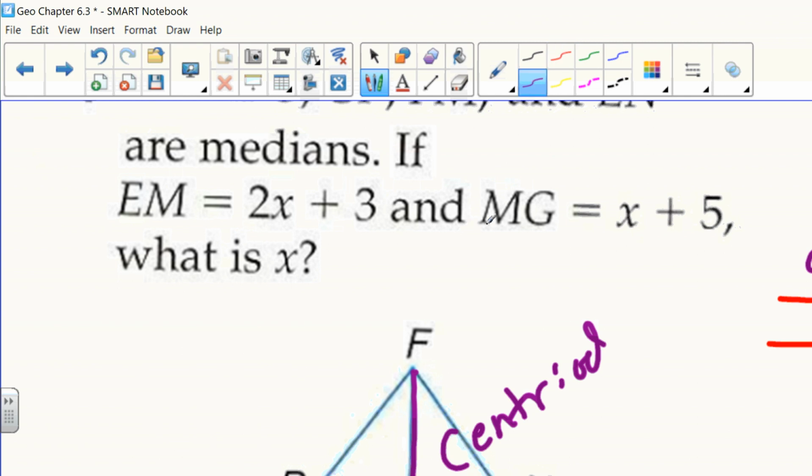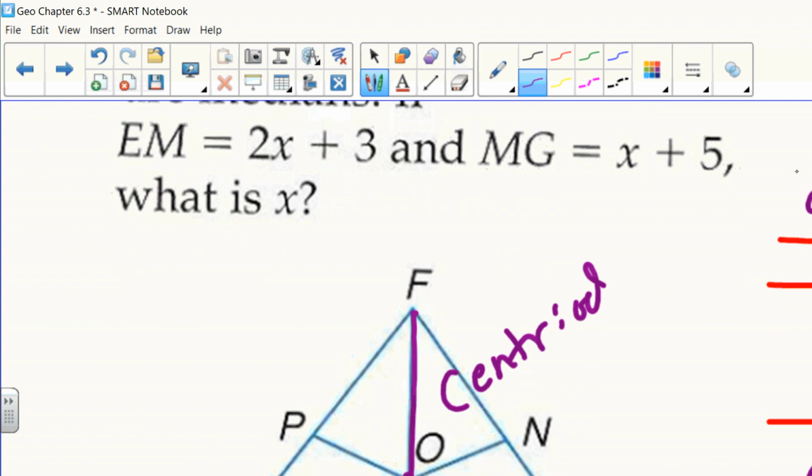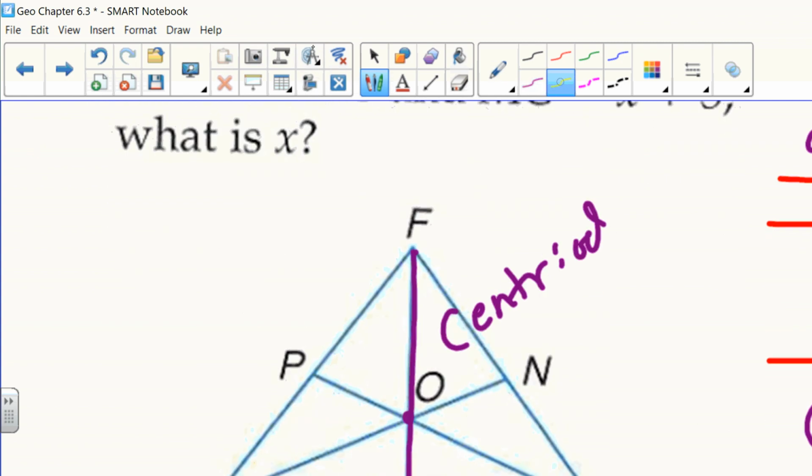2x minus x is going to be x, plus 3 is equal to 5. And then we would subtract 3. x is equal to 2. It didn't ask for it, but what would be the length of each of these lines? 7 and 7. Any questions on any of this here?